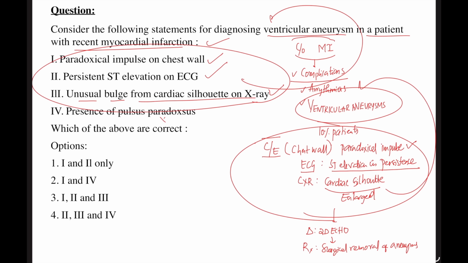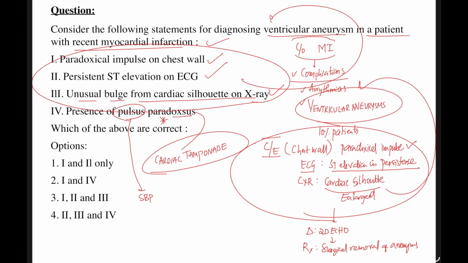Pulsus paradoxus, no. Pulsus paradoxus can be seen if there is a ventricular rupture which leads to cardiac tamponade. Now there is no cardiac tamponade. What is this pulsus paradoxus? It itself is a very important question in the UPSC CMS exam. You need to know what is pulsus paradoxus. It is not about pulse. Okay, we think that it is about pulse. That is a paradox here. I'm not talking about pulse. I'm talking about systolic BP.